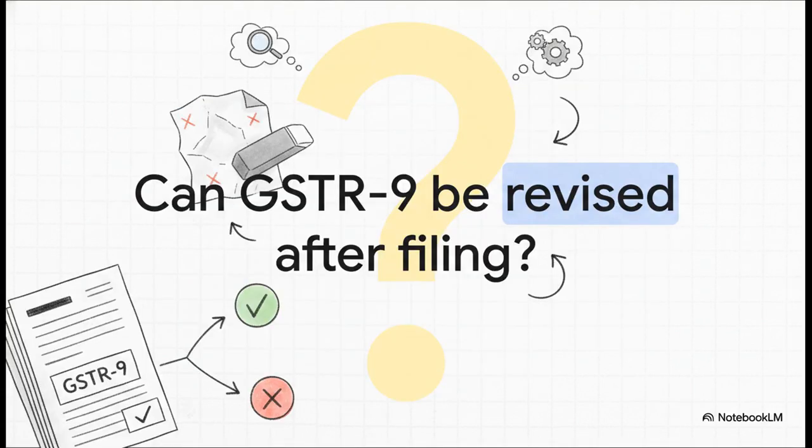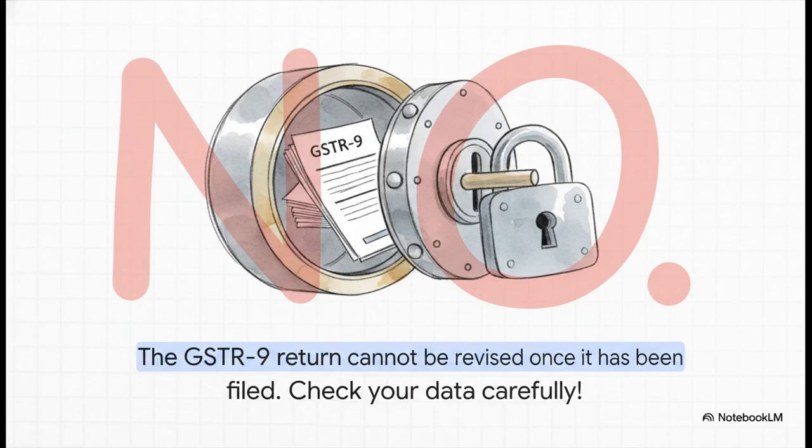All right, next scenario. Picture this. You filed, you've breathed that sigh of relief, and then your stomach drops. You've spotted a mistake. So, can you revise GSTR-9? And again, the answer is another hard no. Once that GSTR-9 is filed, it is locked in. It's set in stone. It cannot be revised. This is exactly why double-checking, maybe even triple-checking, every single figure before you hit submit is so important.